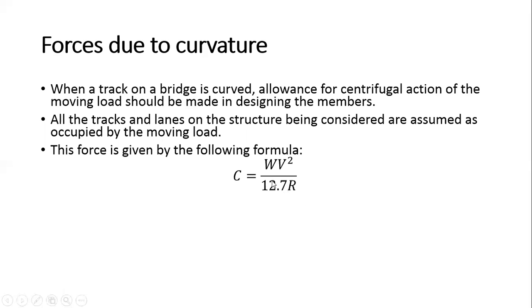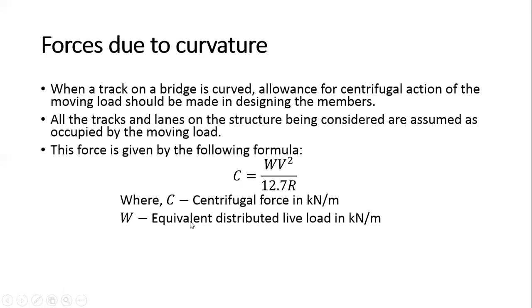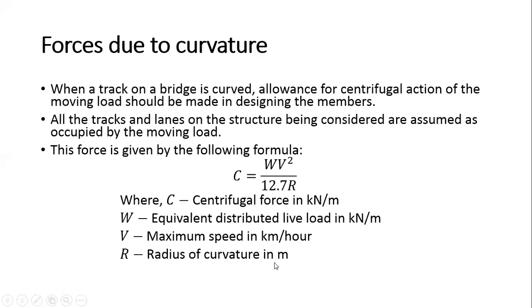This force is given by the formula C = WV squared divided by 12.7 R. C is the centrifugal force in kilonewton per meter. W is the equivalent distributed live load, which we have already calculated from the table. V is the maximum speed of the train in kilometers per hour, and R is the radius of curvature in meters. Using this, we calculate C.